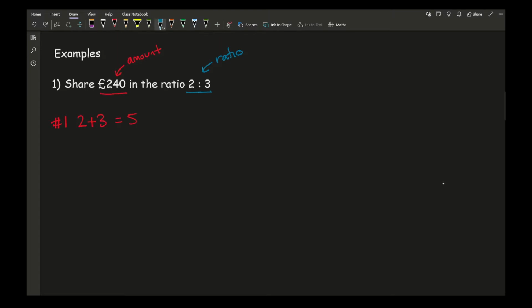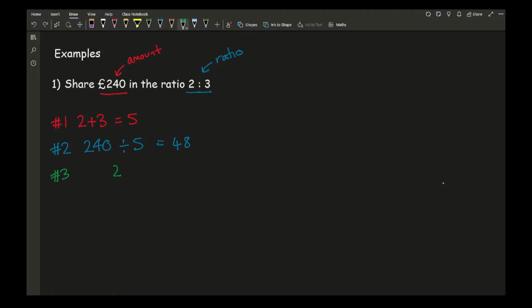Now the second step is to divide the amount, which in this case is 240, by the answer in step 1. So all I'm going to do is 240 divided by 5, which gives me an answer of 48.